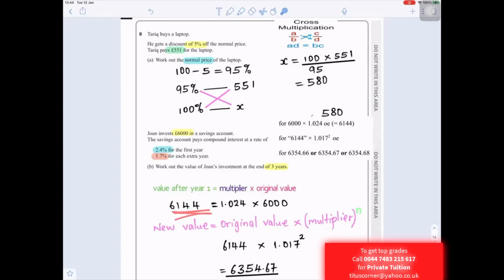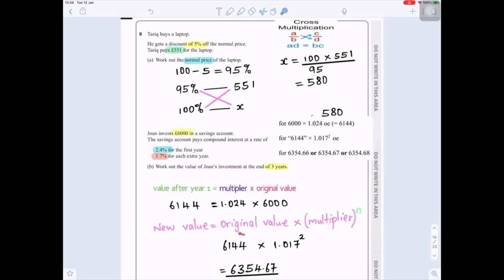after 1 year. So now that becomes your value for the next investment. So your new original value is that 6,144. Now you're investing it at 1.7% for 2 years. For 1.7%, you want to get the multiplier. You add 100 and then you divide by 100. It gives you 1.017. And you square it because you're doing it for 2 years.